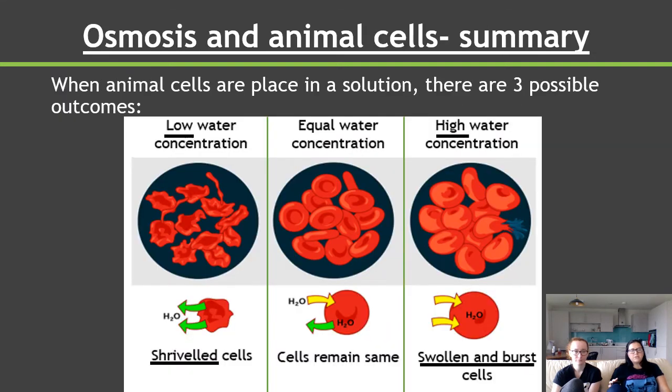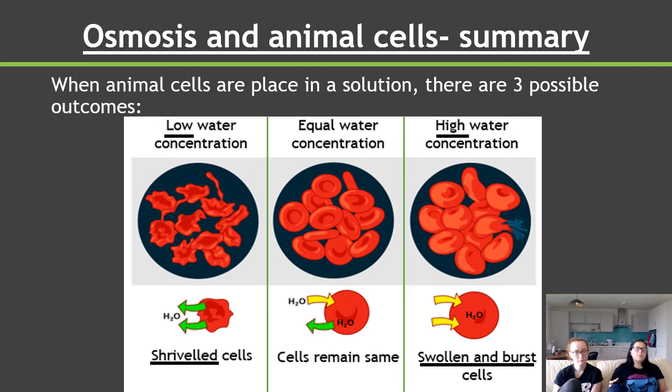Okay, so to summarize it, if it's in a lower water concentration than the original cell, it will lose water. Equal concentrations, it will stay the same. Higher water concentration than the original cell, water will flow in, it can swell and burst. So that's specifically to animal cells. Different things happen to plant cells because plant cells have a cell wall. Okay, so this happens to animal cells because they have no cell wall to help stop this from happening. So they can burst or they can shrink, and that's all because of lack of a cell wall.